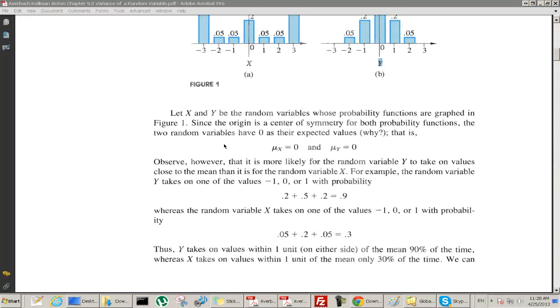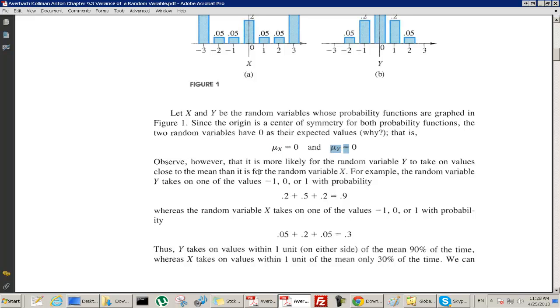They say, let x and y be the random variables whose probability functions are graphed here. Since the origin is a center of symmetry for both of these probability functions, the two random variables will both have 0 as their expected values. You can see that 0 is the expected value for both of these. That is mu sub x. Remember, this is another notation for the expected value of x, and this is another notation for the expected value of y, so they're both equal to 0.